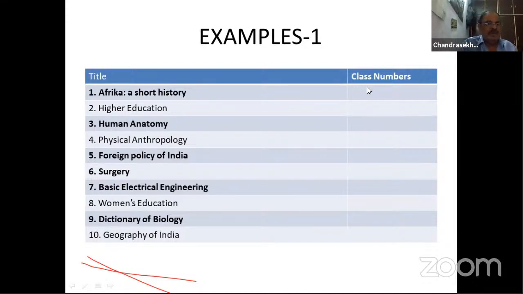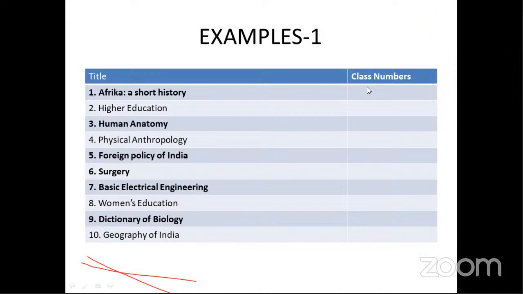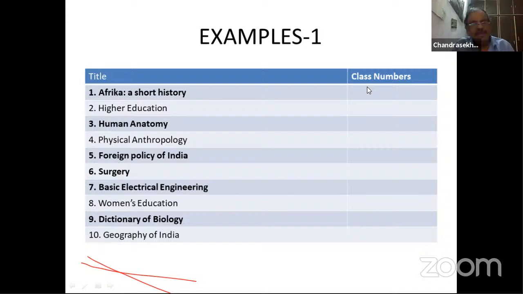So now you got 570.3 is dictionary of biology. That is the way you have to build the number. Suppose you give 570.03, then they will cut some fraction of the mark, because you have unnecessarily put an extra 0 there.